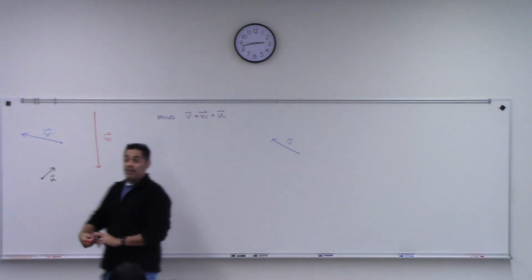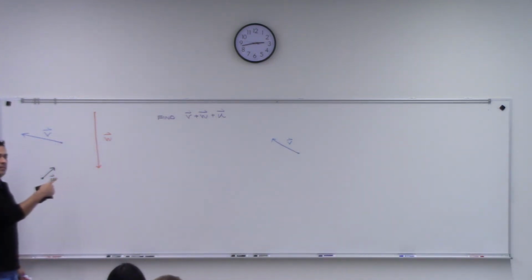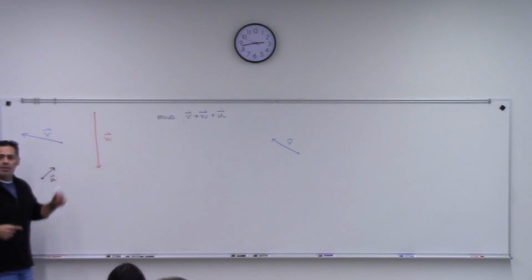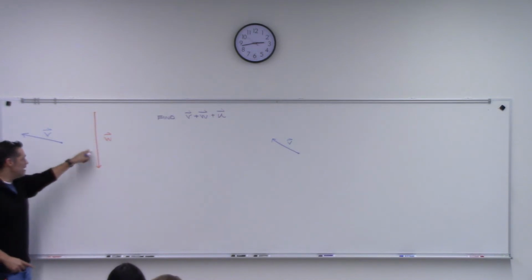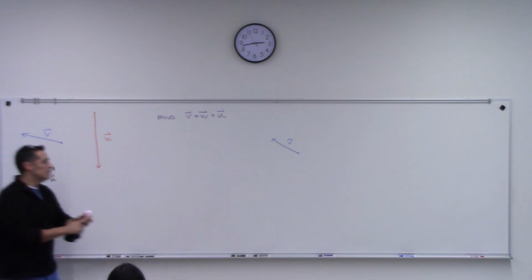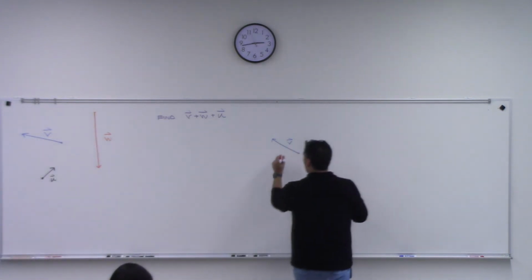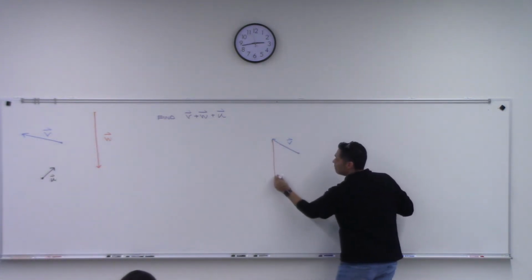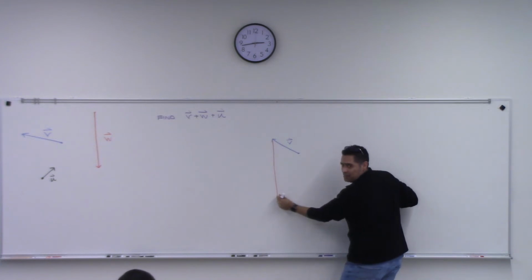All right, so that's v, right? Now I'm going to add w to it. So I'm going to go tail to tip. I'm going to go the tail of this to the tip of that. I have to make sure I've got the right direction, the right length. It would take me down, right about there. Good enough? Close enough? That right there is w.